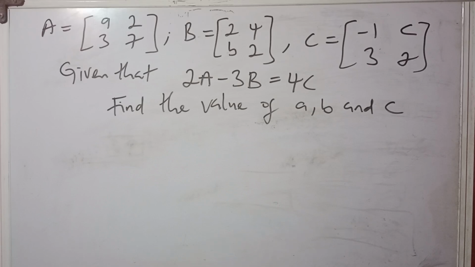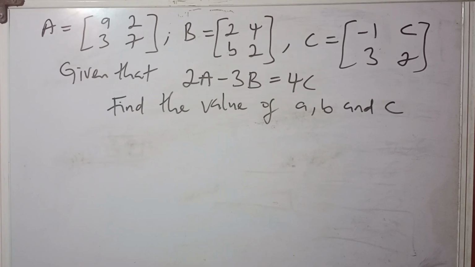We want to be solving this particular matrix question. We have three matrices given: matrix A, B, C, and we were given an equation 2A minus 3B equals 4C. We're then told to find the values of A, B, and C.